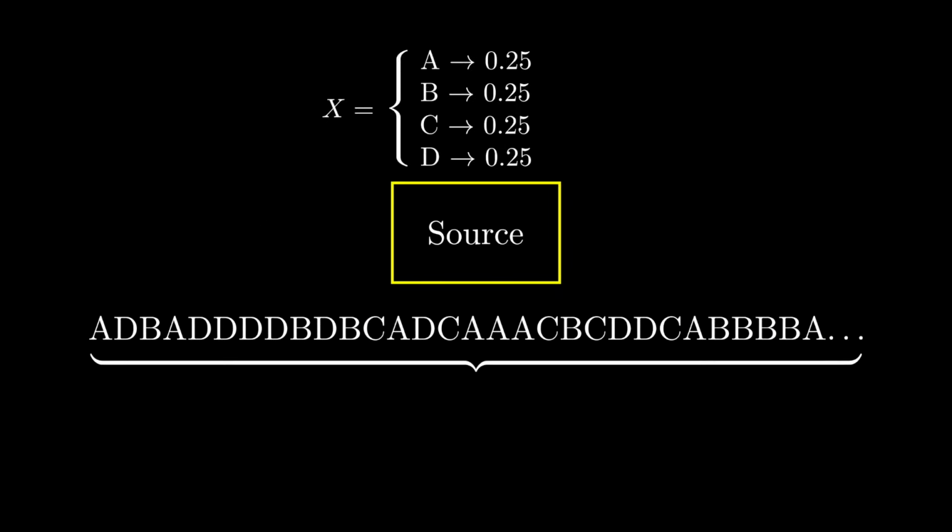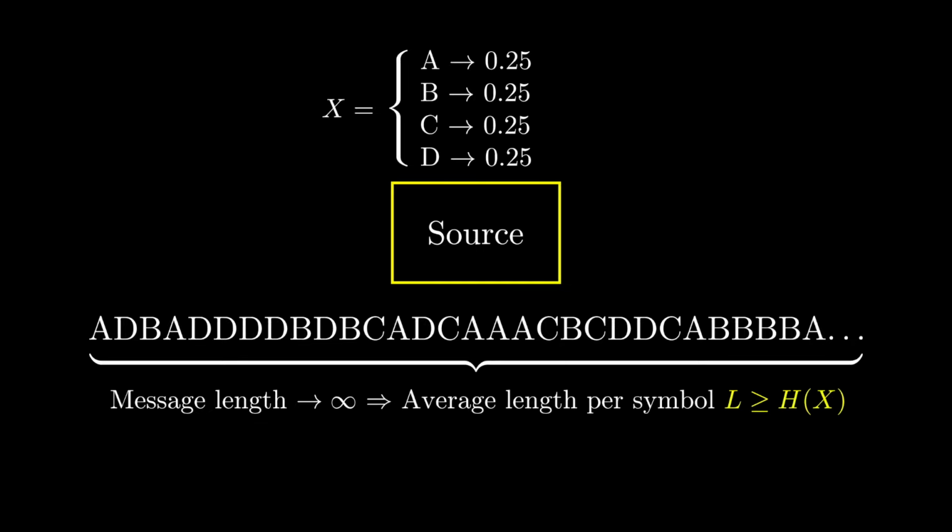Now here's the really interesting discovery. Let's say the source sends a message with symbols from this distribution. Shannon discovered that as the length of the message approaches infinity, for any lossless compression method, the fundamental lower bound on the average length per symbol is the entropy of the source distribution. No matter what encoding scheme you try, you cannot reduce the average length per symbol below the entropy without guaranteeing that you lost some information. This was a key part of Shannon's source coding theorem.